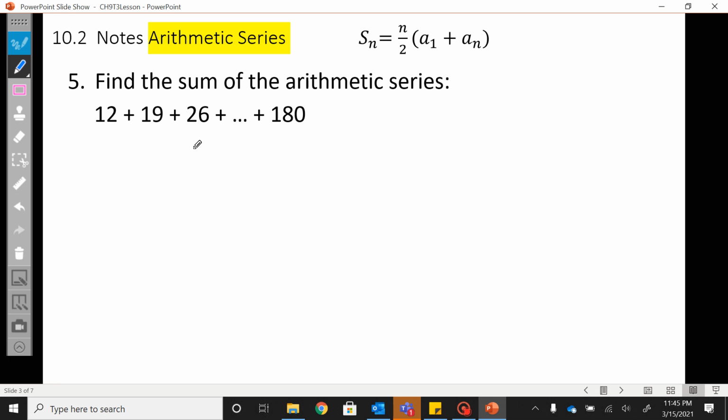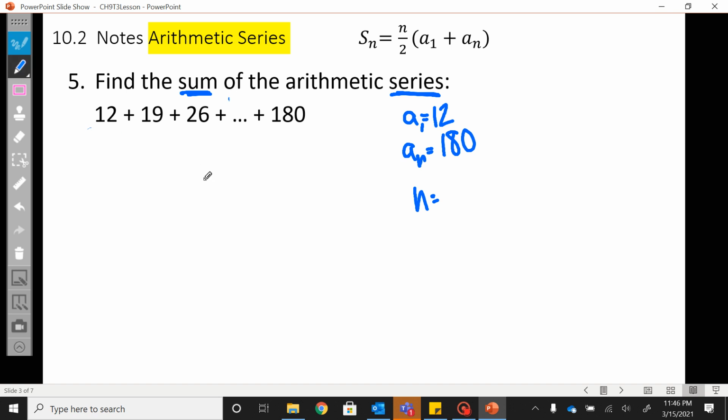All right, so find the sum of the arithmetic series 12 plus 19 plus 26 plus and so on plus 180. So if we look at this, we can see the first term is 12. The last term is 180. The number of terms, well, I don't know how many terms there are here. There could be 30, there could be 40, there could be 100. I don't know because this tells me that there's just some terms here, but I don't know how many.